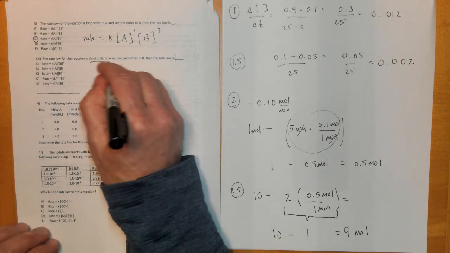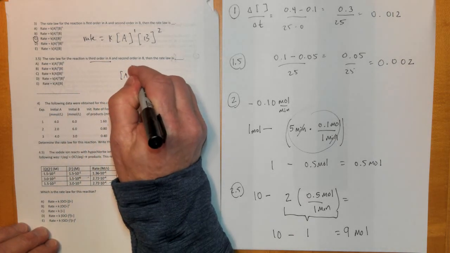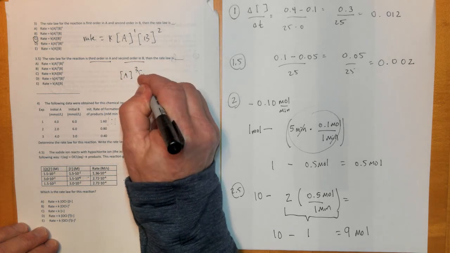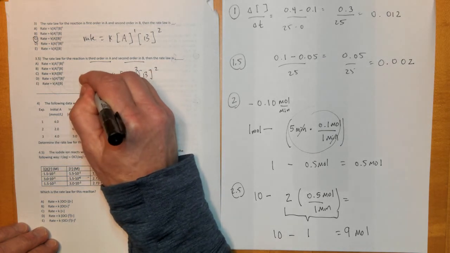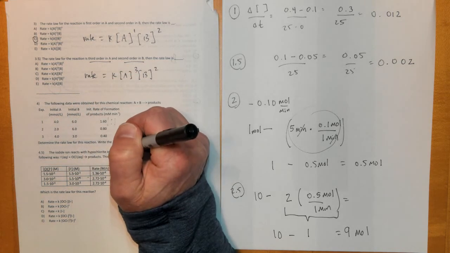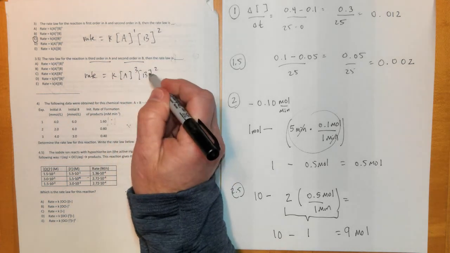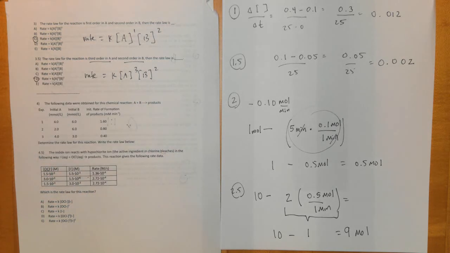Rate law is third order in A, so A would have a third power. Second order in B, so B would be second order. Put a k in there. Set it equal to the rate. k[A]^3[B]^2 is letter D. More on the next.